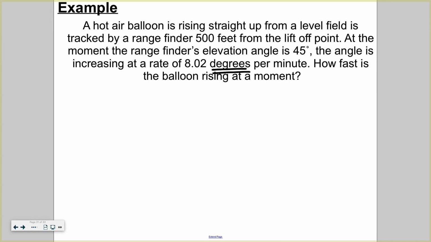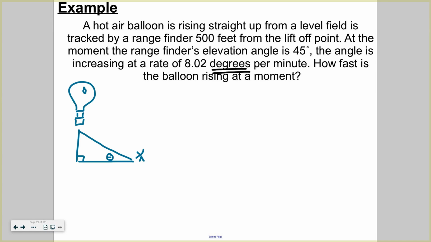So let's draw this awful hot air balloon. Let's see how well I do here. Well, not awful, but not great. And then we say being tracked by a field tracker. I have no idea what it looks like. Let's call a field tracker a satellite.